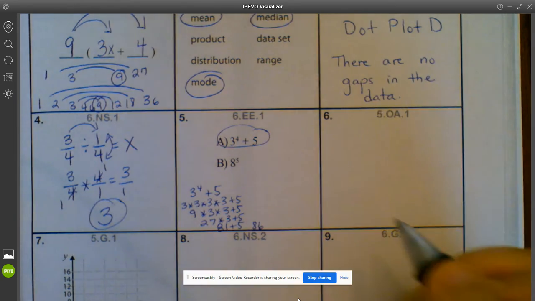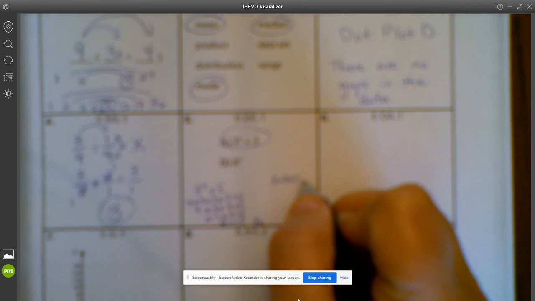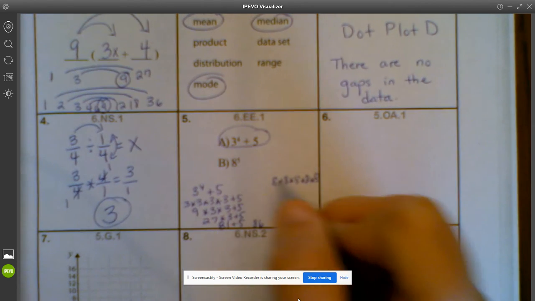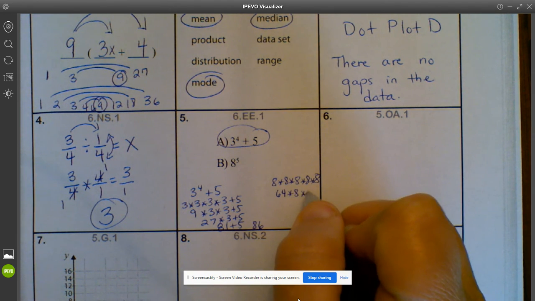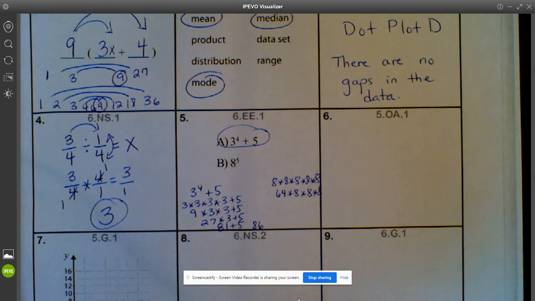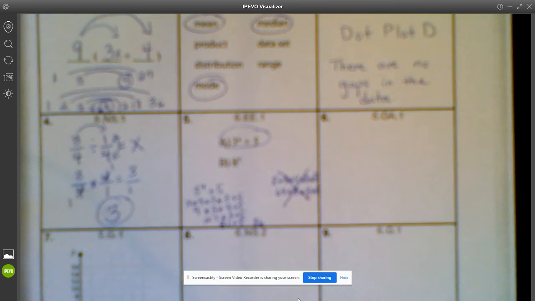If we look at 8 to the 5th, we won't do that problem completely, but 64 times 8 times 8 times 8, you know that that number is going to be way too large to equal 86. So A is the correct expression to equal 86.